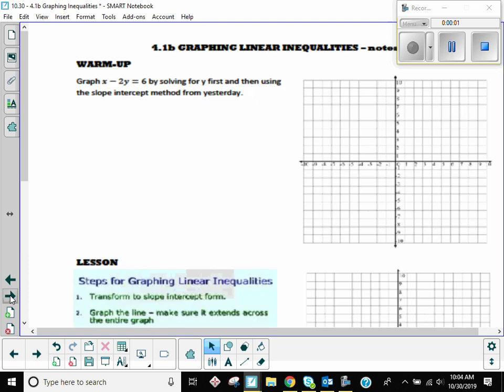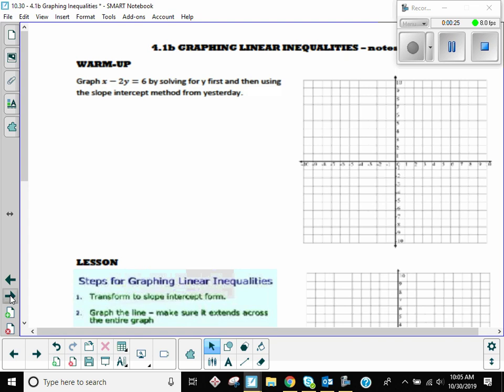Yesterday we learned 3 methods for graphing straight lines. What we're going to talk about today is the one that I find students do the most. They want to do it by default, even though I tell them there's easier ways. And that method is you solve for y, and then you do the slope-intercept method, right? So in this example up here, we have x minus 2y equals 6.